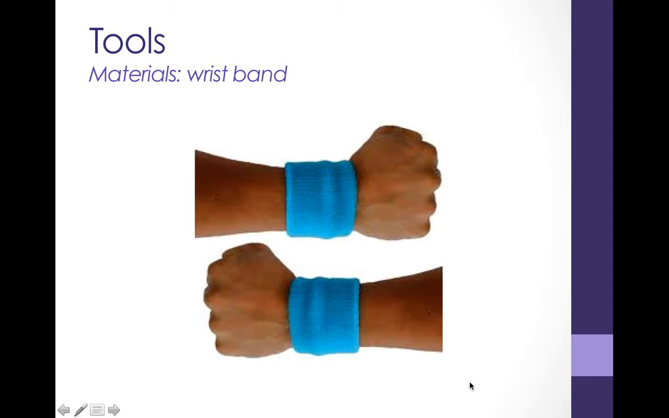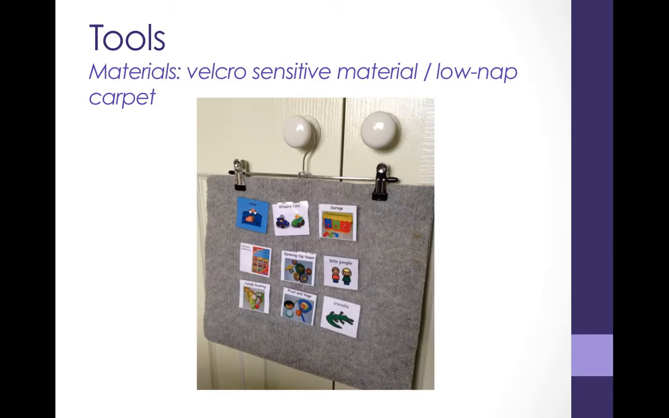Okay, wristbands. These are, again, readily available and Velcro sensitive. So if you want to carry a few symbols around on your wrist as the adult and pull them off as you need them to show someone some different vocabulary, that's a kind of quick and easy and comfortable way to wear your supports.